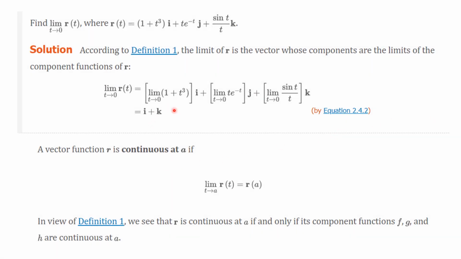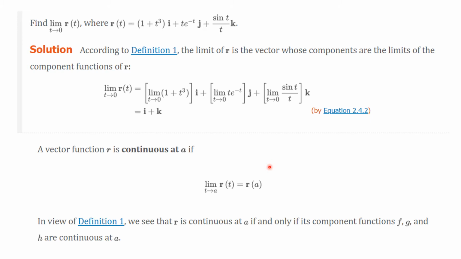So we take the limit of each component. The limit as t goes to 0 of this one is going to be 1. The limit as t goes to 0 of this one, the exponential will dominate, and that will be 0. And this limit was one of the first ones you learned in Calculus 1, and that limit is going to be equal to 1. So this goes to 1, so that is just i. This goes to 0, so the j doesn't show up. And this goes to 1, so that is 1k. So this is i plus k.